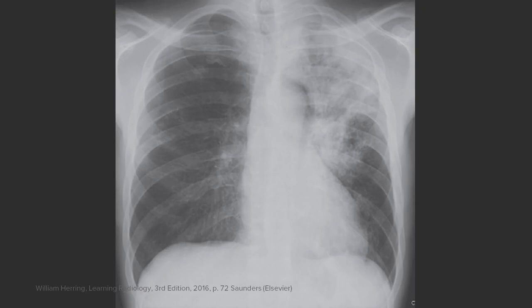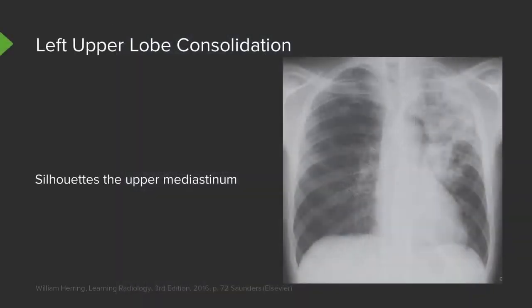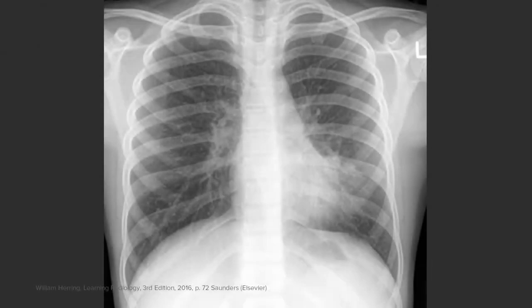How about this chest X-ray? Where do you think this consolidation is located? So this is an example of a left upper lobe consolidation, which again silhouettes the left side of the upper mediastinum. In this one, you can actually see some of the classic signs of air bronchograms. And what do you see on this one?